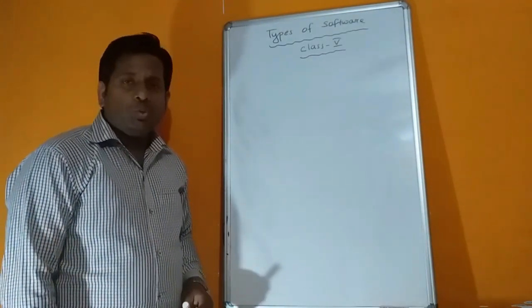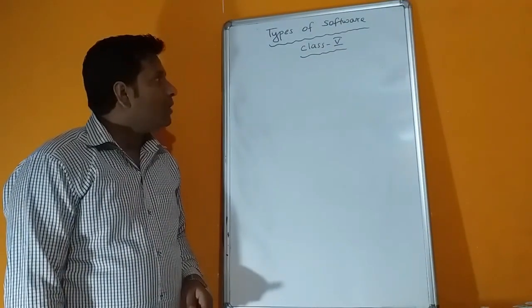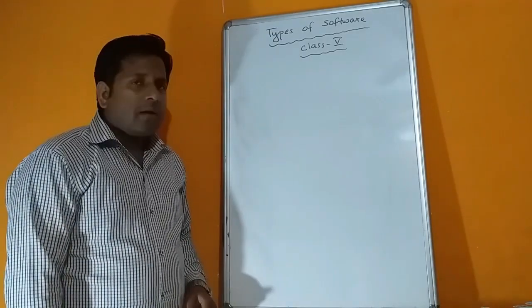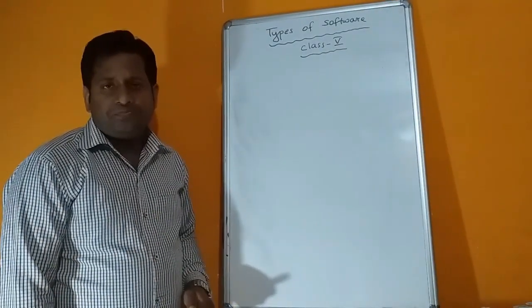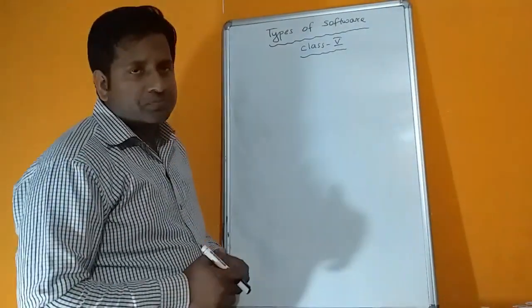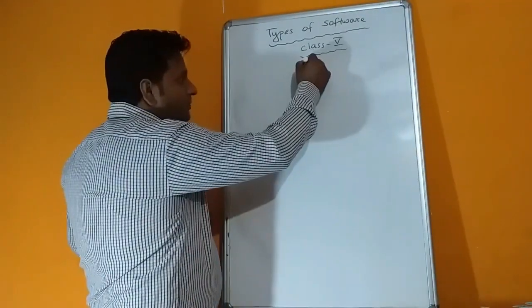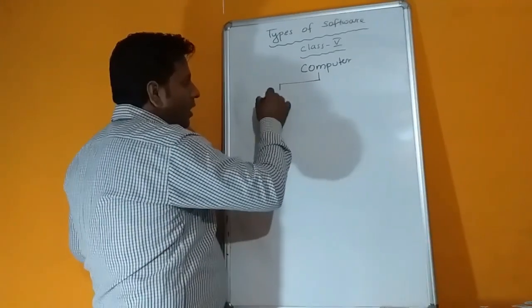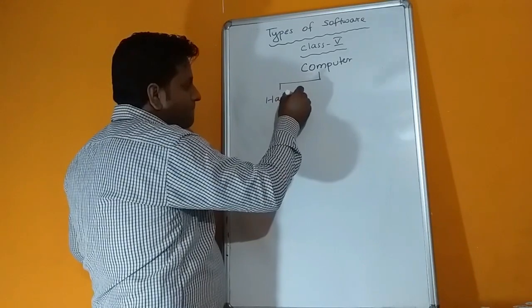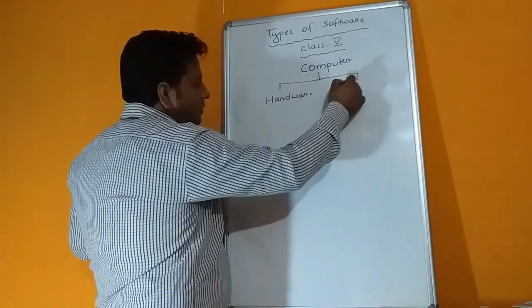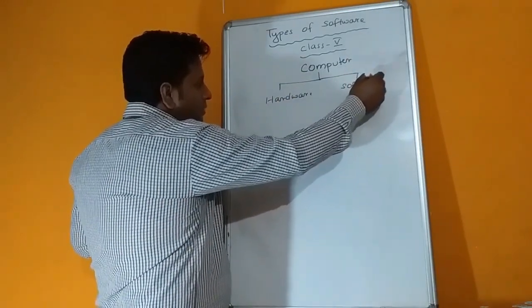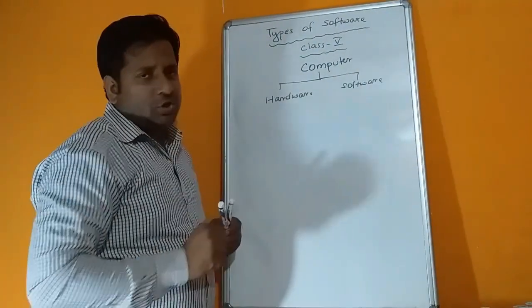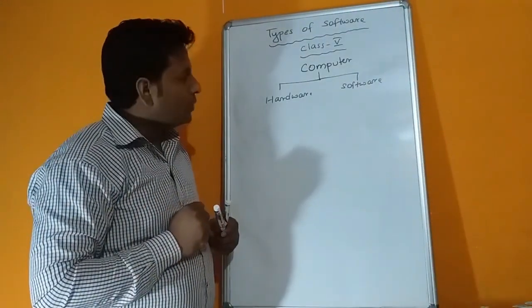So today we are with chapter 2, and the name of your chapter is Types of Software. So children, computers are made of two different things. One is hardware, another is software. Computers are made with hardware and software. So hardware are the parts of computer which we can touch, like keyboard, mouse, monitor, CPU.